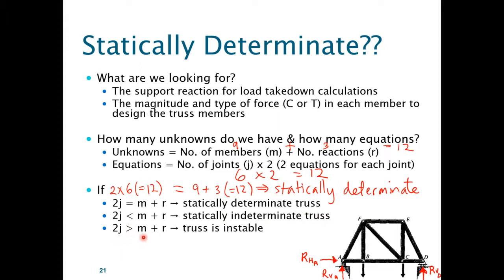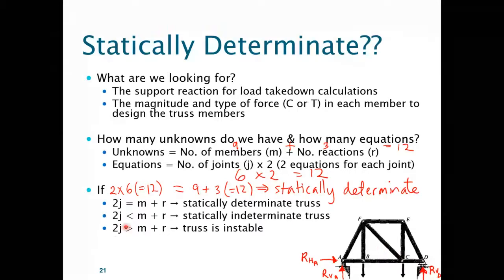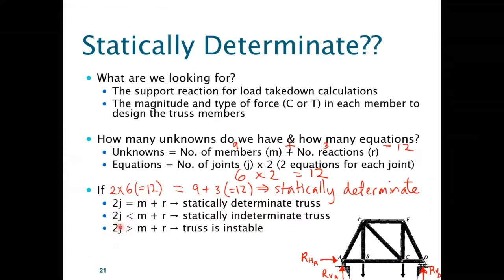This one would be more of a concern. So if 2 times the number of joints was greater than M plus R, then the truss is unstable. So for example, if I put a roller support at joint A instead of a pin support, a support like what we have at D, we put that at A as well, then we have no resistance to moving horizontally at A, and then we have only 2 reactions. We have a vertical reaction at A and a vertical reaction at D. So we have 6 joints, 2 by 6 is 12, we have 9 members and we have 2 reactions. So that's 12 is greater than 11. So the truss is unstable.